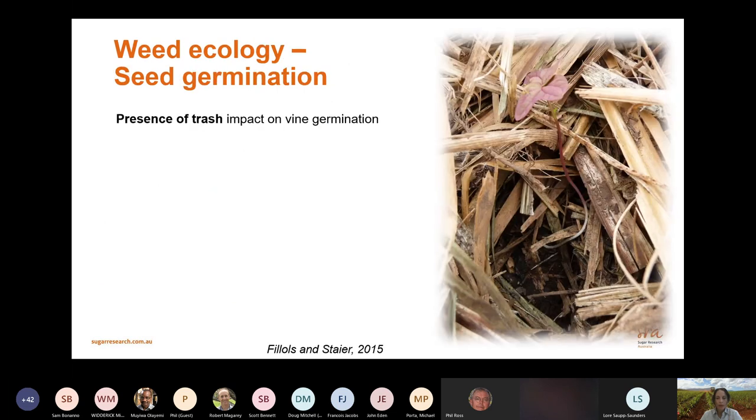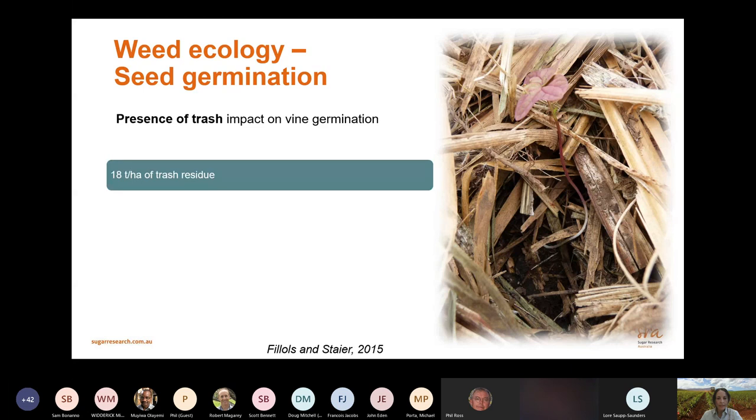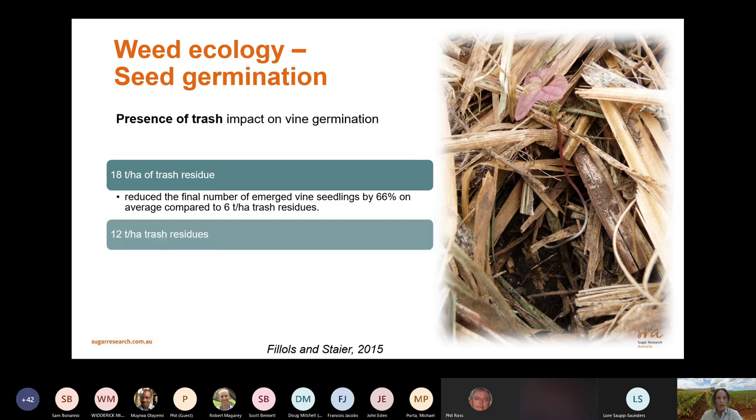Now I'm going to talk about the presence of trash blanket as a physical barrier and how this physical barrier impacts vine germination in particular. A local study by myself in 2015 in Mackay found that a high level of trash residue, 18 tons of trash residue coming from a quite heavy crop, reduced the final number of emerged vine seedlings by about 66% compared to a thin level of trash residue. A moderate amount of trash residue coming from a more normal crop of about 80 tons per hectare would reduce the vine seedling emergence by about 32%. There is an impact on vine, but potentially not as strong as it would be on grass.